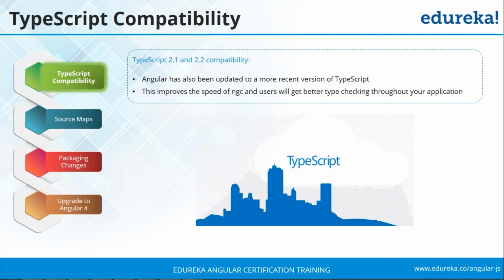By doing this, they have improved the speed of ngc and you will get better type checking throughout your application. Basically, ngc is a drop-in replacement for tsc, which is the TypeScript compiler, and is configured much in the same way. ngc requires its own tsconfig.json file, which is the TypeScript configuration file, and you can also use the tsconfig.json file with your AOT-oriented settings.